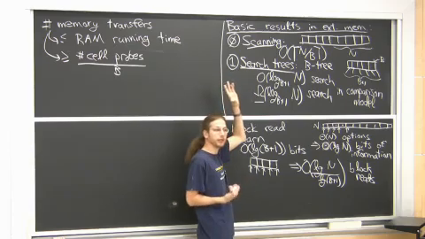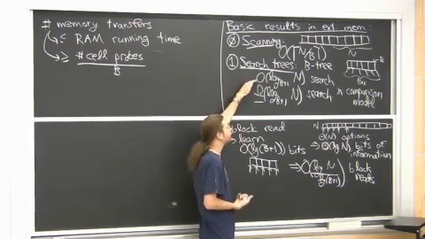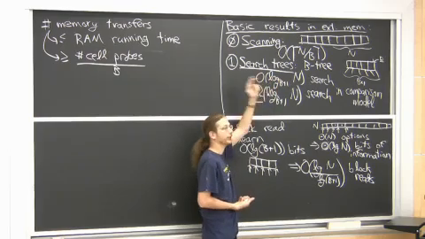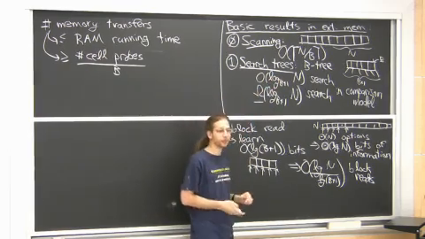Now, you might also wonder about insertions and deletions. B trees support insertions and deletions in log base b plus 1 of n time, but that is not optimal. We can do better.